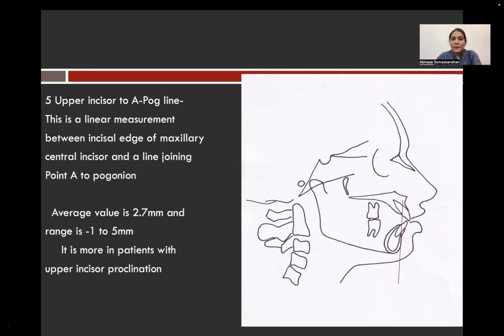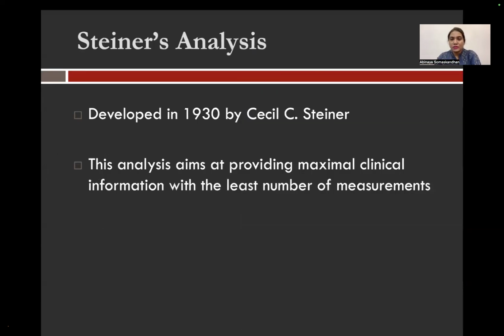The next one is the upper incisor to the A-Pog line. This is a linear measurement. That is, it is going to be measured in millimeters. The others were all in degrees. This is going to be a millimeter measurement. So it's a linear measurement between the incisal edge of the maxillary central incisor and a line joining the point A to the pogonion. So the average value is usually 2.7 mm and the range is minus 1 to 5 mm. So it is more in patients with upper incisor proclination. So when upper incisors are proclined, they're going to be forwardly placed, so the measurement is also going to be increased. So that is with the Downs analysis.